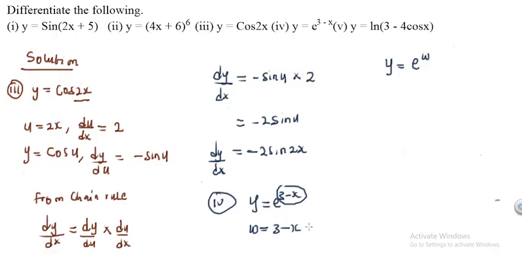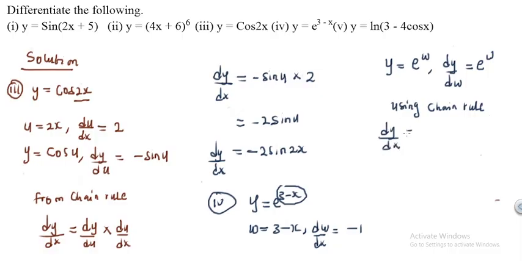Now at this point, we need dw dx and dy dw for our chain rule, of course. So dw dx is equal to, if you differentiate 3 here, it becomes 0. Differentiate minus x here, it becomes minus 1. And then if you're differentiating an exponential function of e to the power of w, dy dw is still equal to e to the power of w. From your chain rule, dy dx is equal to, now note that what we replaced our function with is w, so dy dw times dw dx. So from here we have dy dx is equal to dy dw, which is e to the power of w, times dw dx, which is minus 1. So we write minus 1 here.